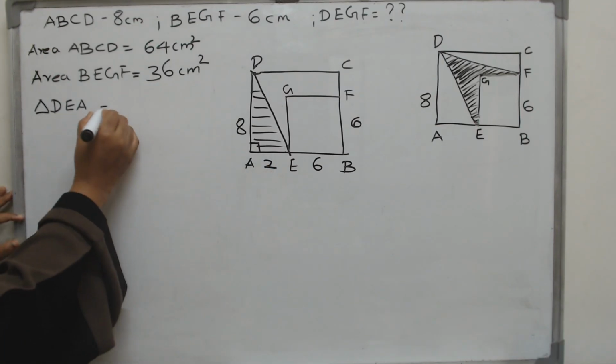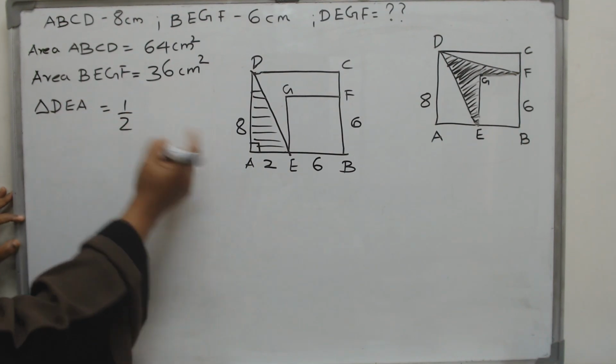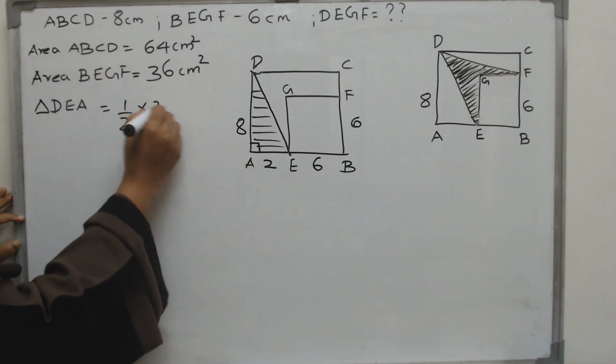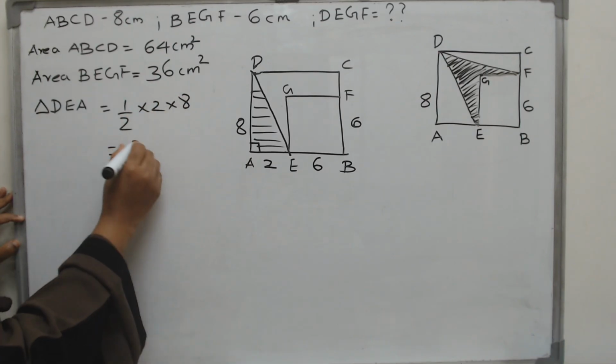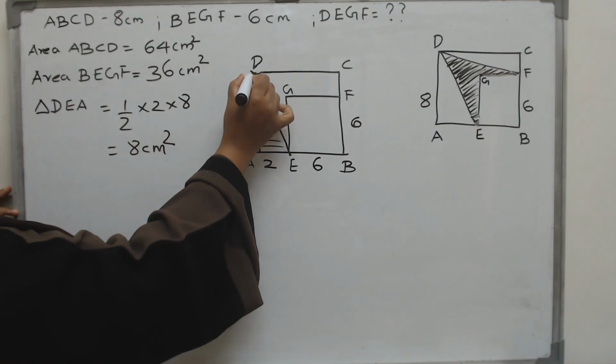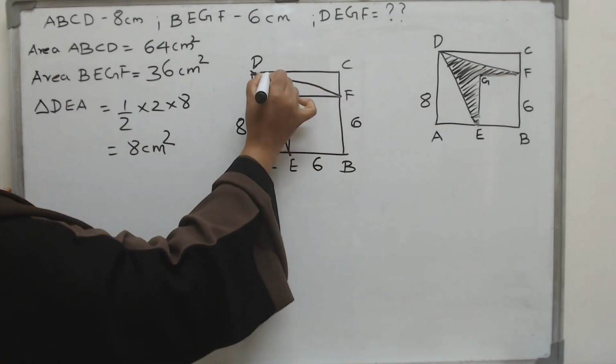So what is the area of this triangle? Two of its shorter sides, two of its legs, are 8 and 2. So its area is what? It is 8 square centimeters. Similarly, what about this region that you see here?